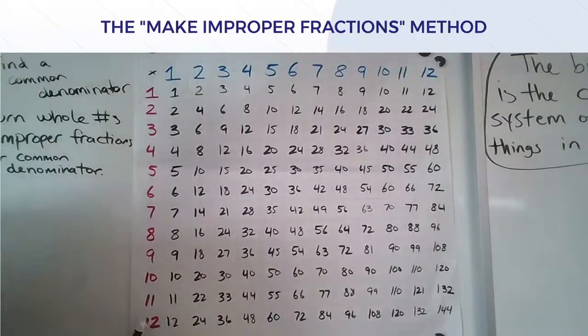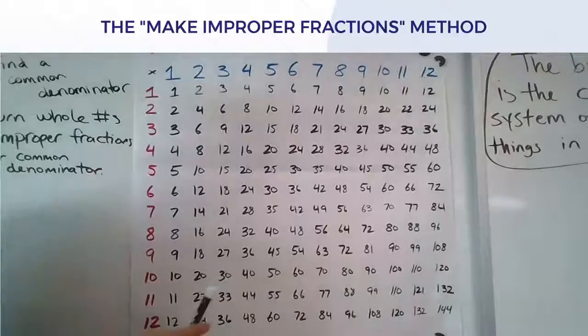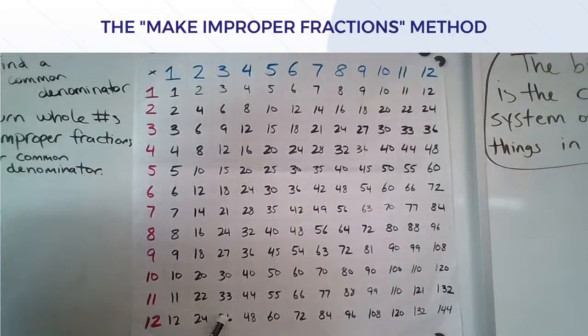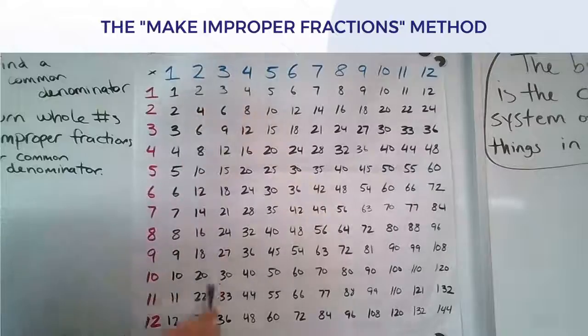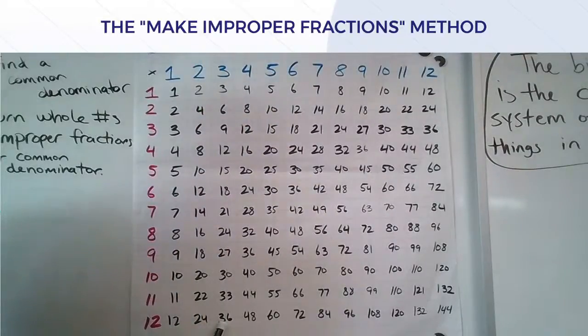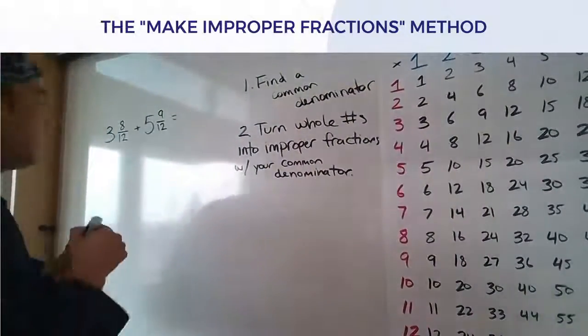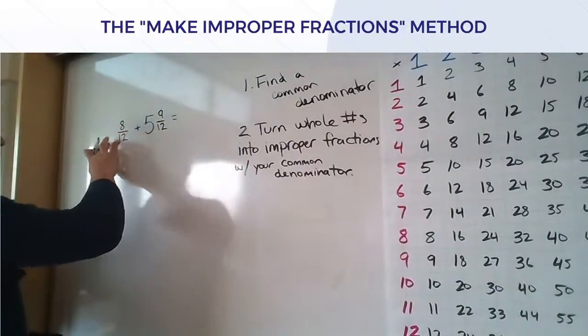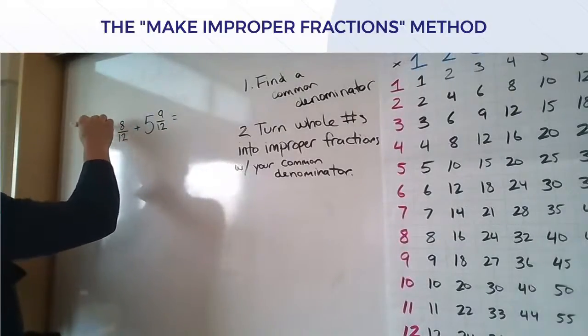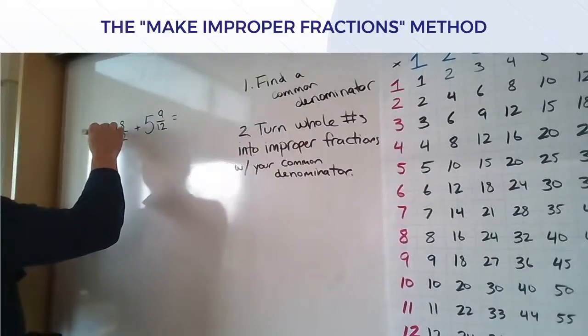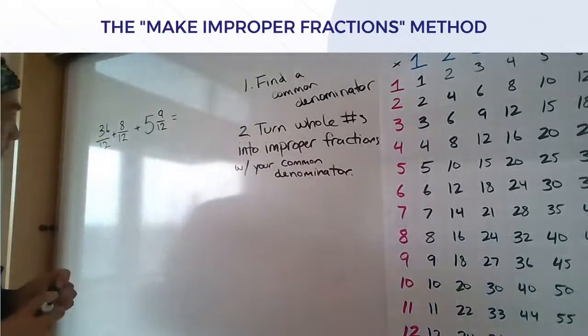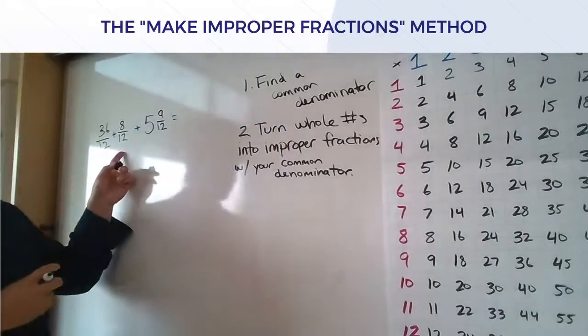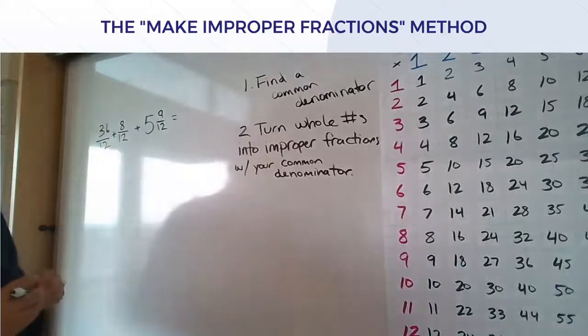So let's go to our 12 down here and see 1, 2, 3. And there's our 3 all the way up there. We have 36 twelfths. 12 twelfths equals 1. 24 twelfths equals 2. 36 twelfths equals 3. So I'm going to rewrite my equation all the way over here. I'm going to rewrite this 3, erase it and replace it, as 36 twelfths. And I'm going to put a plus sign in the middle, because 3 and 8 twelfths is the same thing as 3 plus 8 twelfths.